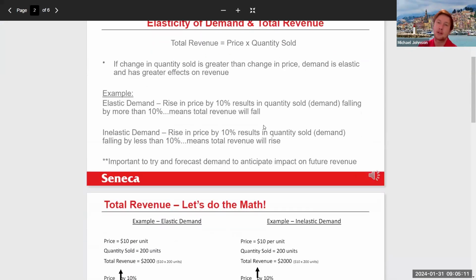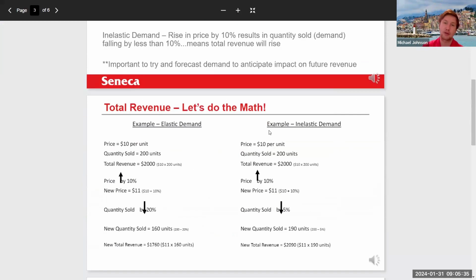If a change in quantity sold is greater than a change in price, demand is elastic and has greater effects on revenue. Elastic demand: a rise in price by 10% results in quantity demanded falling by more than 10%, which means total revenue will fall. Inelastic demand: a rise in price by 10% results in quantity demanded falling by less than 10%, which means total revenue will rise. It's important to try to forecast demand to anticipate the impact on future revenue.